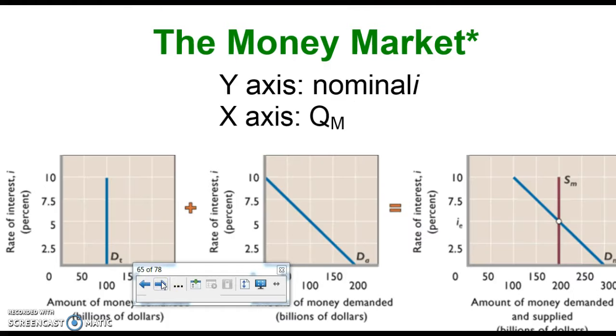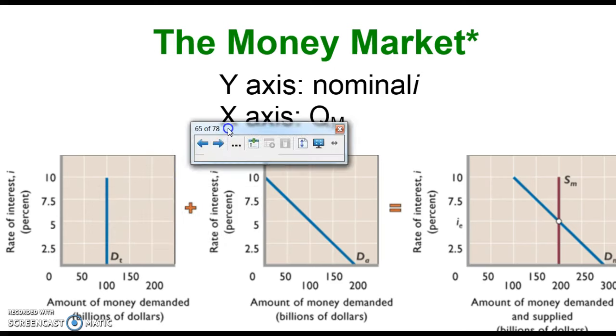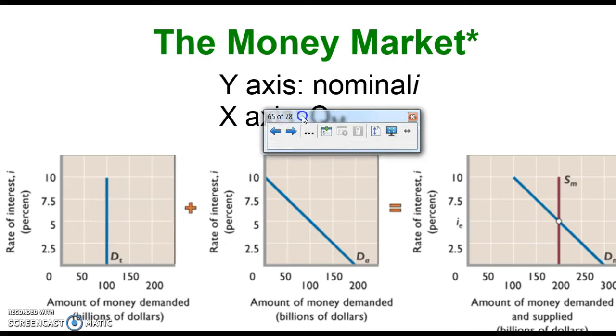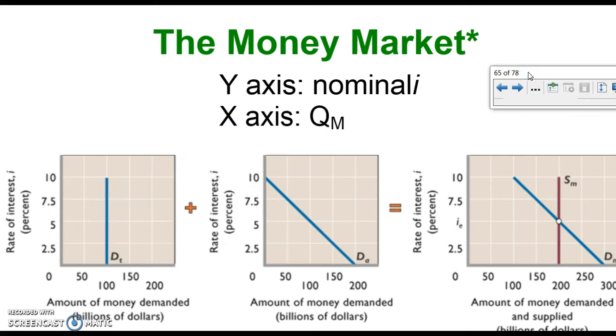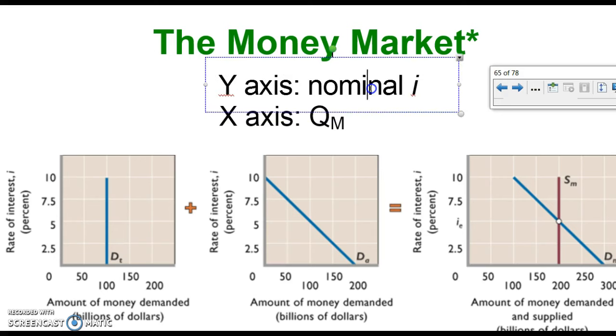This is probably the most important slide to look at in this particular lesson, and that is the actual money market. When we draw the money market, the y-axis is going to be the nominal interest rate. Sorry, nominal and interest got sort of crammed together there. But the nominal interest rate in the economy, so not the real interest rate. That's going to be a different graph, which we're going to talk about in our next session. But in the money market, the nominal interest rate is the y-axis, and the x-axis is the quantity of money.